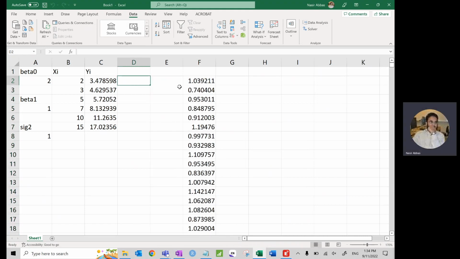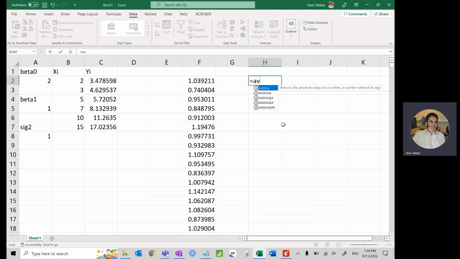So what I did is, don't look at how I did it. What I did is I replicated this whole thing 1,000 times. So I got these 1,000 values of beta 1 hat. First time I got 1.03, then 0.74, then 0.95, then 0.848, 0.91, and so on. Now see, when I apply the expectation on beta 1 hat, that means I apply the mean on this beta 1 hat.